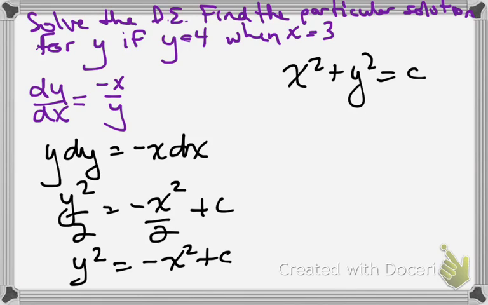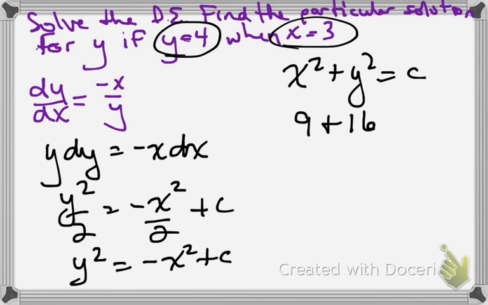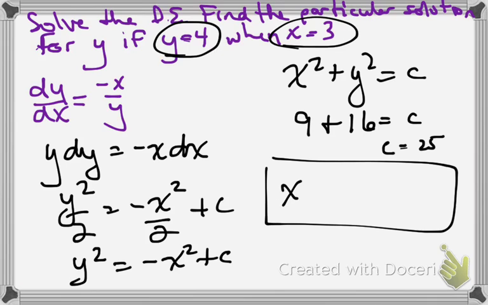We do have a condition here. Remember, we have that y is 4 when x is 3, so plugging those in you would get 9 plus 16 equals c, so c would be 25. So the final solution is x squared plus y squared equals 25. So it is a circle with a radius of 5.